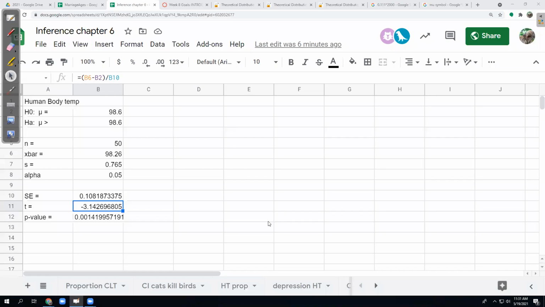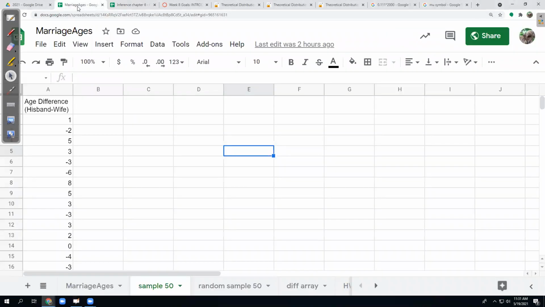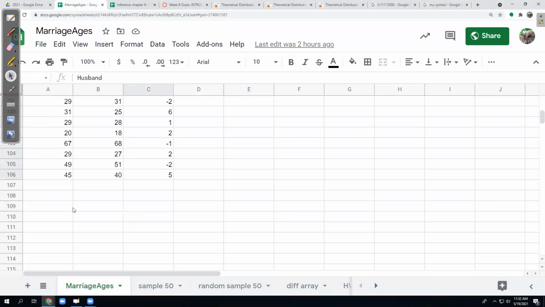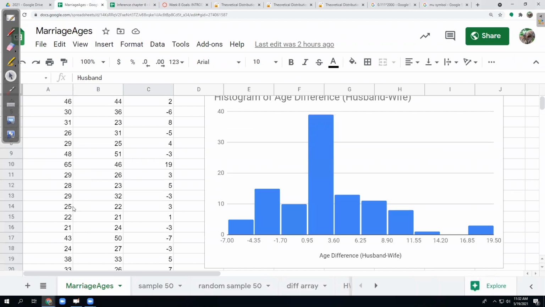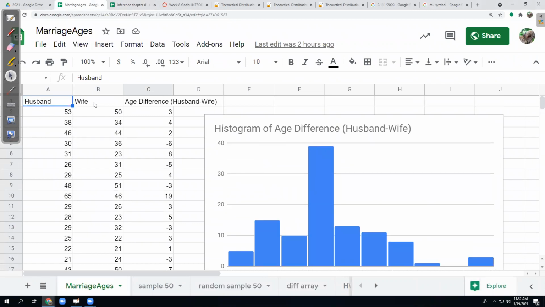All right, so we're going to do a confidence interval and hypothesis test using the central limit theorem. And to do that, I'm going to use some data that one of the authors of our textbook collected from a town in northern New York. They went and looked through marriage records and recorded the age of the husband based on the marriage record and the age of the wife.